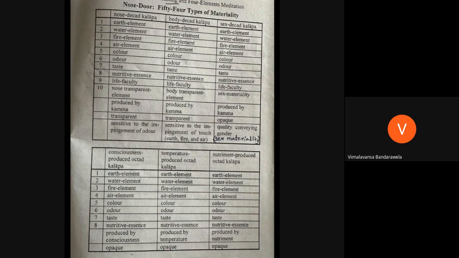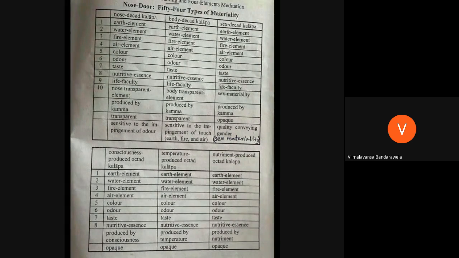Okay, now we can finish this nose door also. Only the nose decade kalapa is different. Then you have body decade kalapa and sex decade kalapa and jivita navaka, we can say life nonad kalapa. And then consciousness, temperature, and nutriment produced octet kalapa you have. So altogether 63 types of materiality in the nose door also.